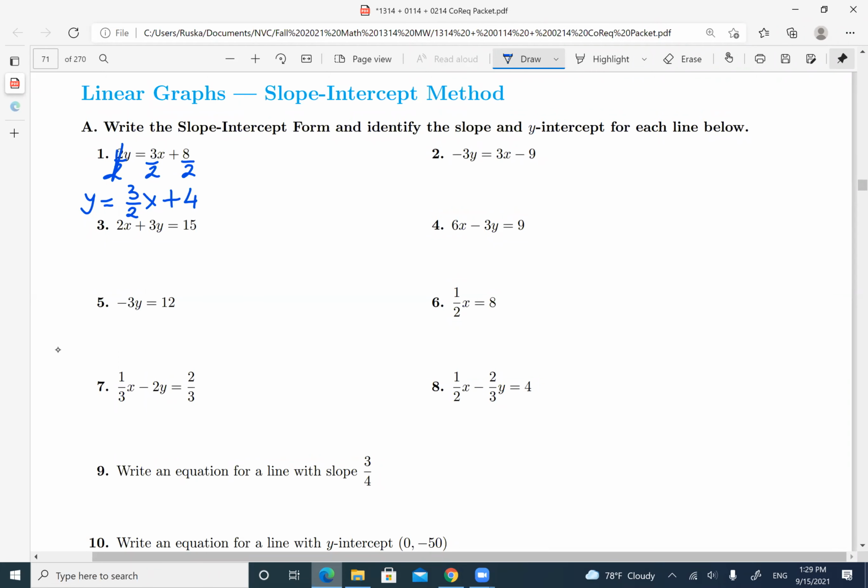So tell me, what is m, what is the slope? 3 over 2. Good job, 3 over 2. And what is the y-intercept? 4. 0, comma 4, that's right. It's 4, but when you're asking for the y-intercept, put 0, comma. Okay, that's right. Yes, good job. Number 2 is the same way. You just divide by negative 3.